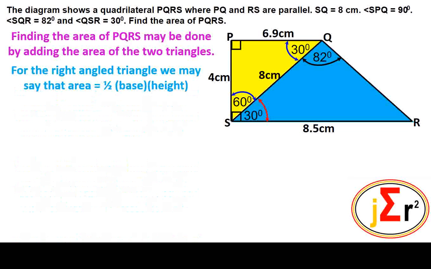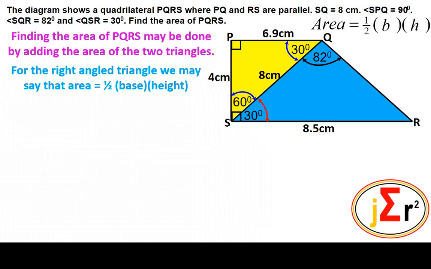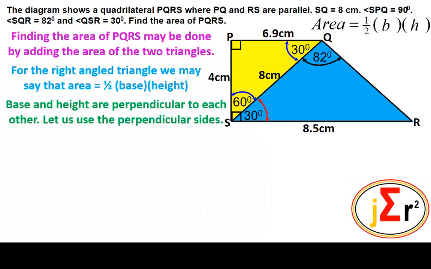For the right-angled triangle, we may say that the area is equal to half base times height. So that is your area, a half base times height. Base and height are perpendicular to each other. Let us use the perpendicular sides of the triangle in finding the area of the triangle. We know that we have a triangle, well, it has three sides. There's no difficulty with that.